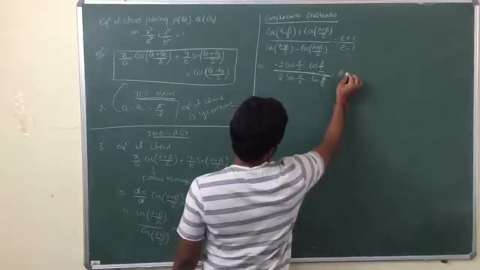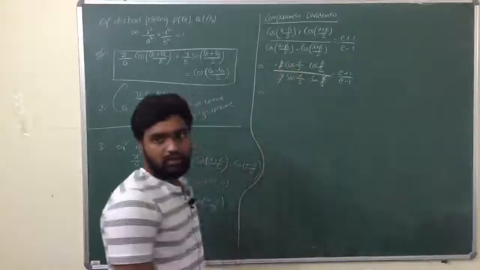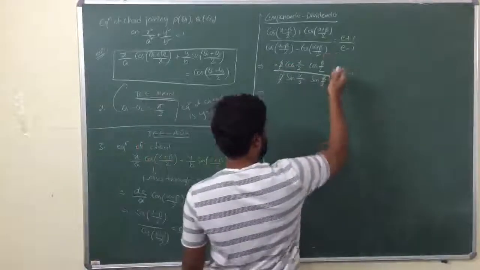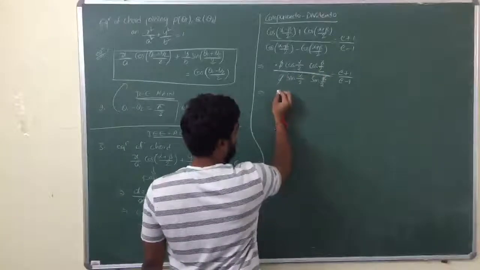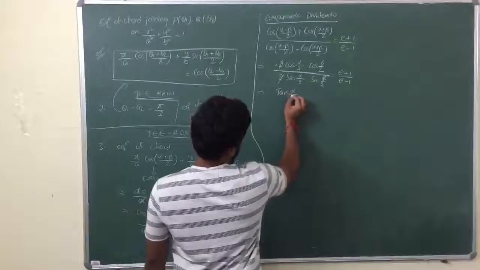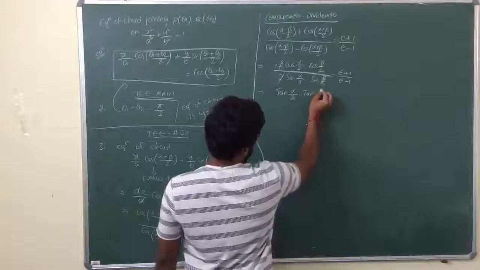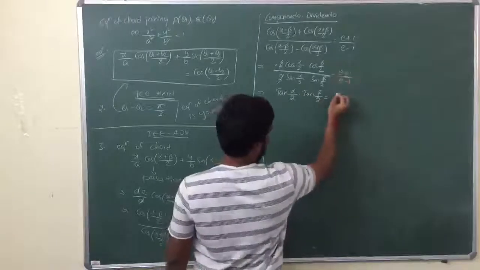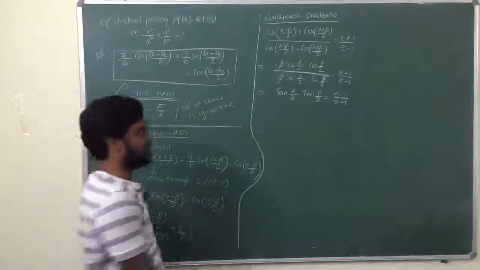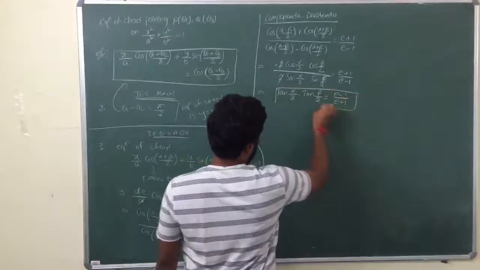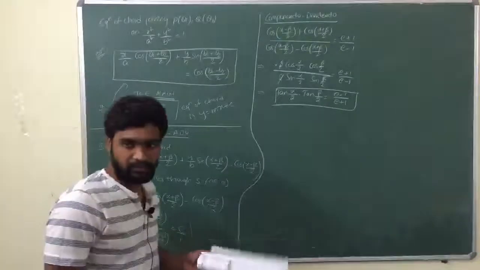is equal to (E plus 1) by (E minus 1). The 2 cancels. Okay, so take the reciprocal of the equation. You will get sin alpha by 2 by cos alpha by 2, tan alpha by 2, into sin beta by 2 by cos beta by 2, tan beta by 2, is equal to, the reverse, (E minus 1) by (E plus 1). That is the answer. Tan alpha by 2 into tan beta by 2 is equal to (E minus 1) by (E plus 1). So option B.